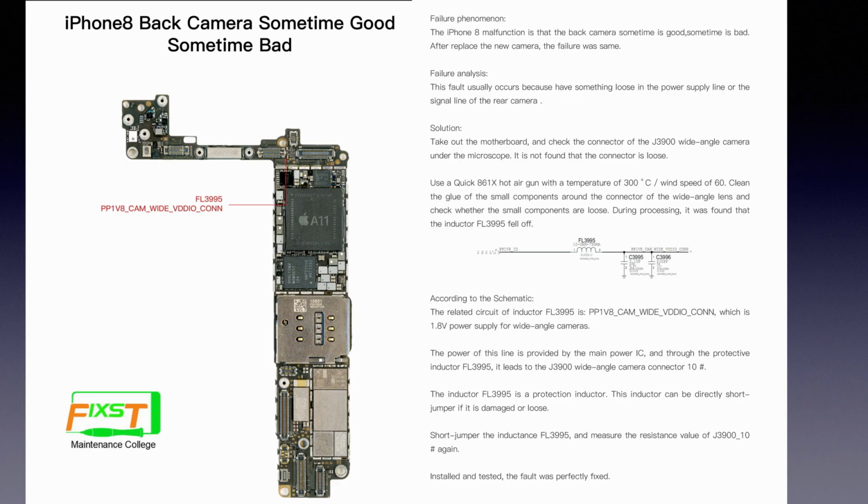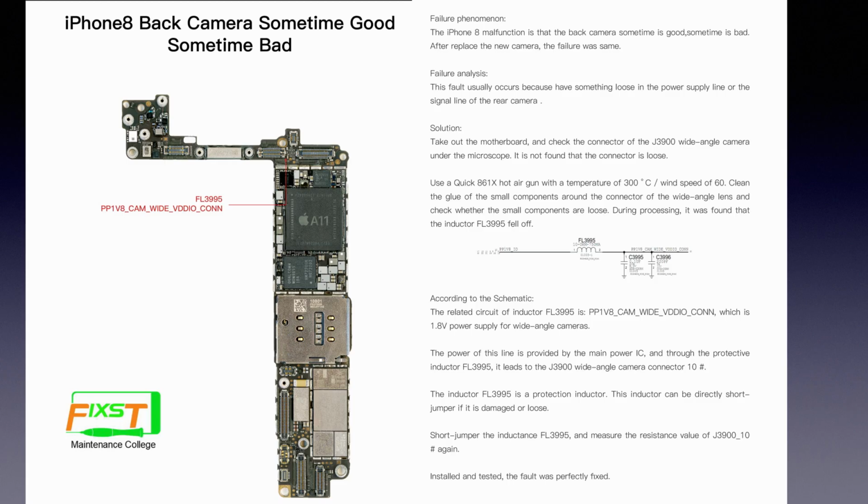And after we handled the glue, we found the inductor FL3995 had fallen off. According to the schematic, the FL3995 line is the 1.8 voltage power supply for the back camera. The power of this line is provided by the PMU, the main power IC, and through the inductor FL3995, it links to pin 10 of the J3900 back camera connector. And this inductor is a filter inductor.